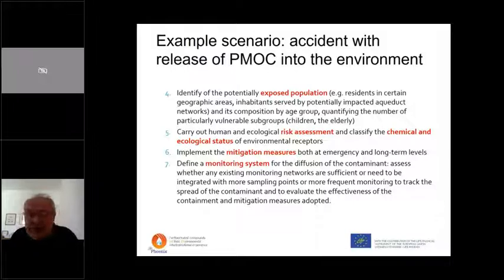By these scenarios, the forecasting capability is crucial because it helps to define the potentially exposed population. That's a very fundamental part of the management of the governance, because of course people want to be protected. We have to define clearly who is impacted, who is to be subjected to sanitary protection, sanitary monitoring, and who is not impacted. And also to plan and implement the mitigation measures, both at emergency level but also at long-term level.